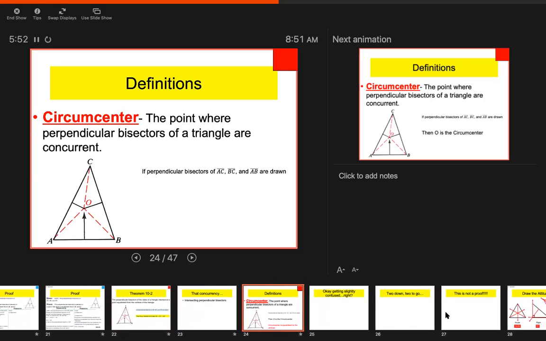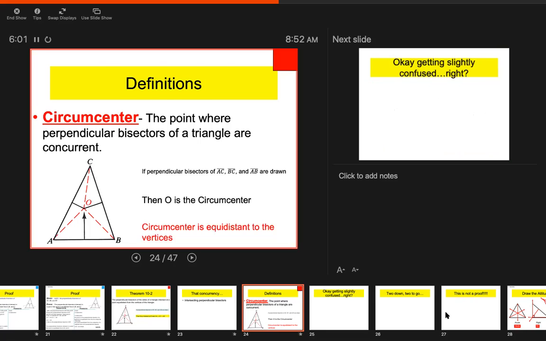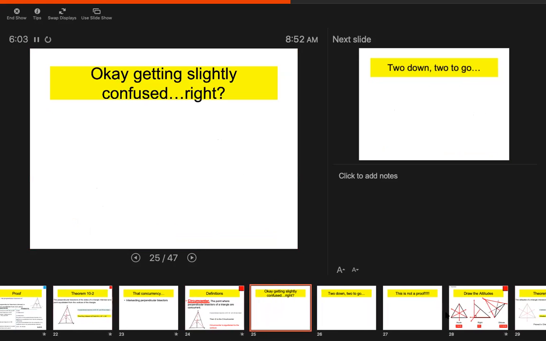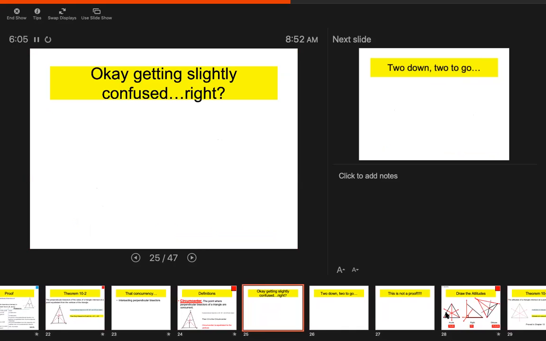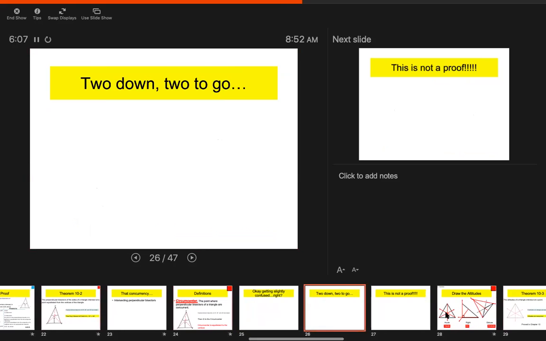Is everyone caught up with at least up to 10.2? Okay. So it's not going to take me 30 minutes to get through the rest of the stuff. All right. So that means we're going to be doing homework together. It's getting slightly confusing because if I taught this all in one class, then your head would be spinning a little bit right now.